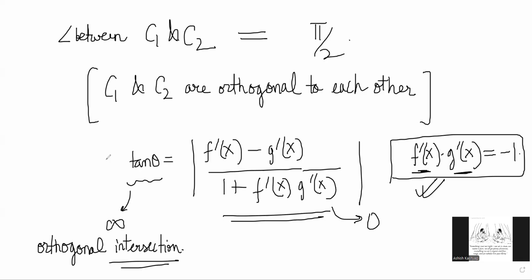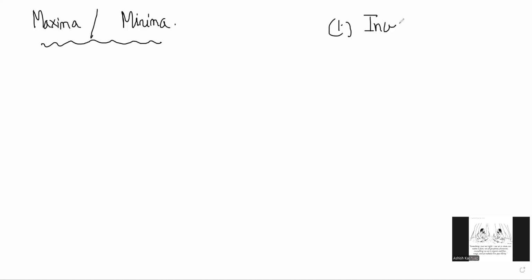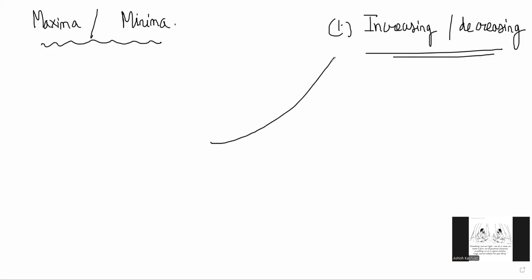The next major topic, which is coming under the purview of application of derivatives, is the idea of maxima and minima. First of all, before we discuss maxima and minima, you need to understand what is an increasing or a decreasing function. Increasing, decreasing behavior of a function. So basically what that means is the function graph should be like this or like this. This is an increasing function. This is a decreasing function in some interval.